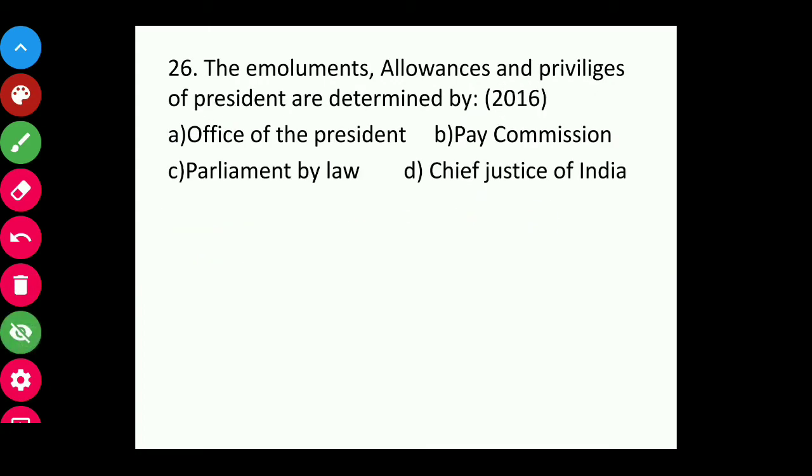Number 26. The emoluments, which means salaries, allowances and privileges of the president are determined by number A. Office of the President. B. Pay Commission. C. Parliament by law. D. Chief Justice of India. So the answer is Parliament by law. So the Parliament determines the emoluments, allowances and privileges of the President.